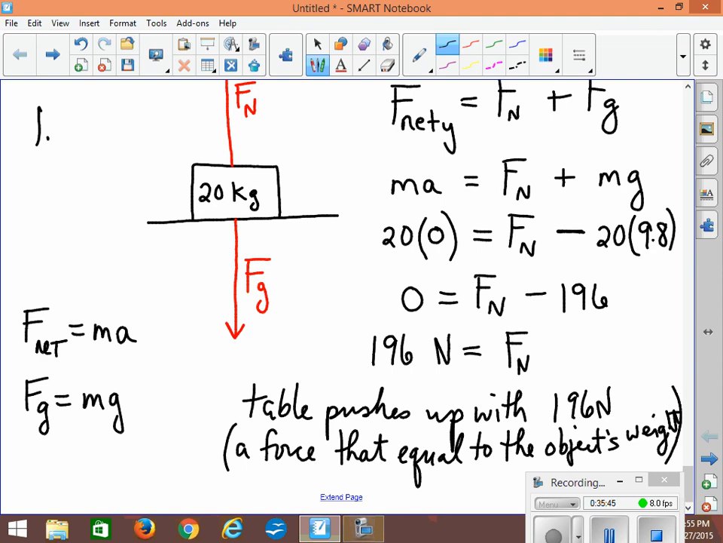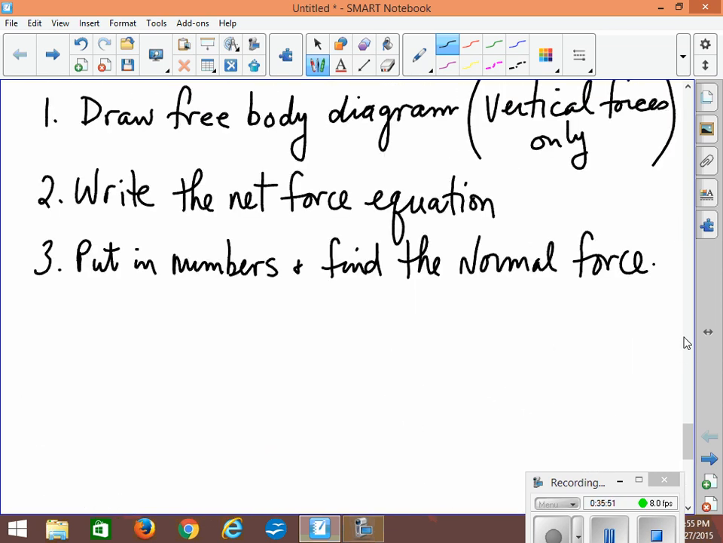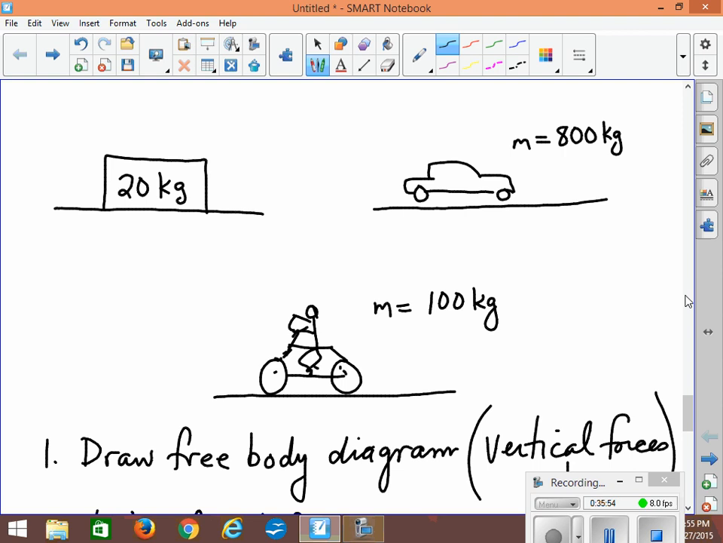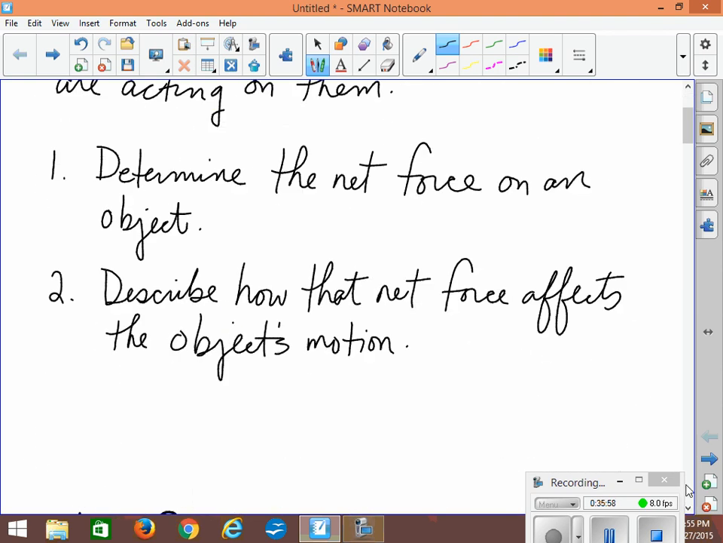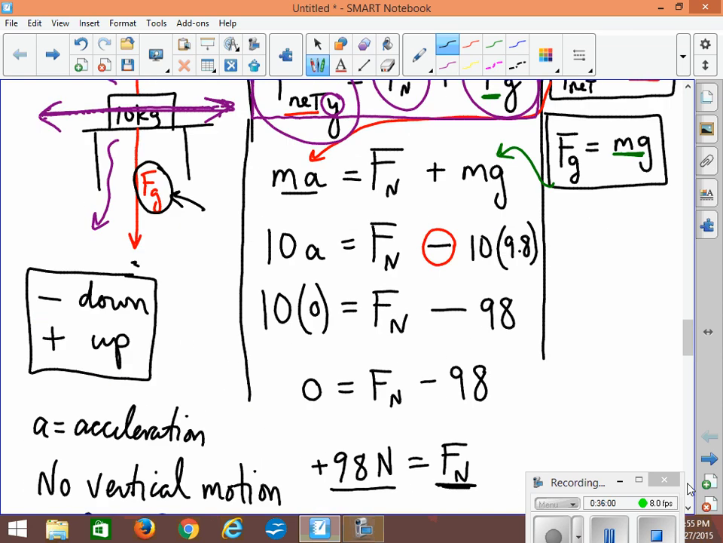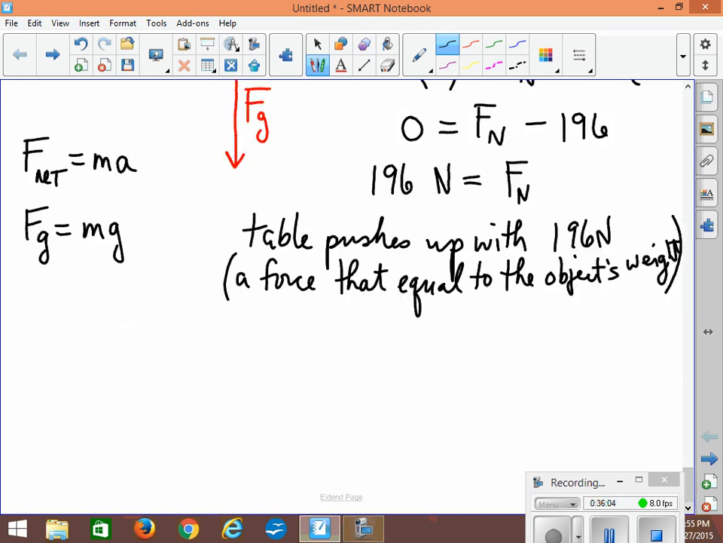Very interesting. Okay, let's look at example number 2, which I believe was an 800 kilogram car. There it is, 800 kilogram car. So let's go down here and let's do all the way down. Good. 800 kilogram car.